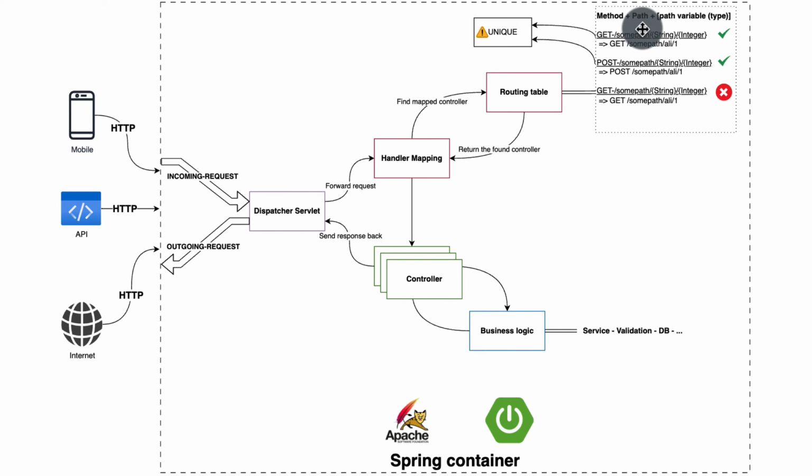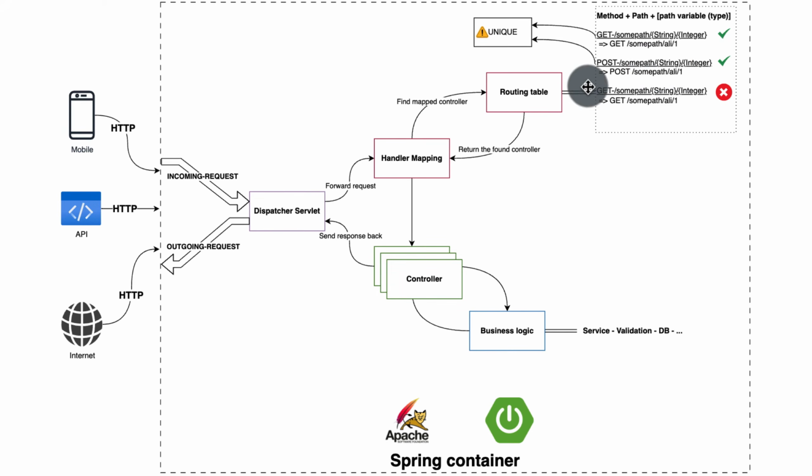So this will compose the full path. And then you will have the parameters, and of course the type here matters. All right. So if you have a path like this, a get mapping /sampath/string/integer, and for example, get /sampath/ali/1, so this is a correct one. And then within the same path, but a different method, post /sampath/ali/1, this is also correct.